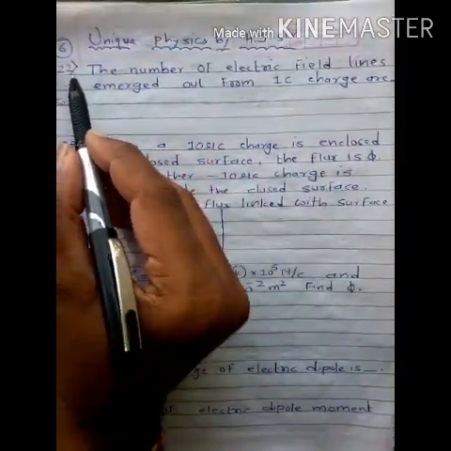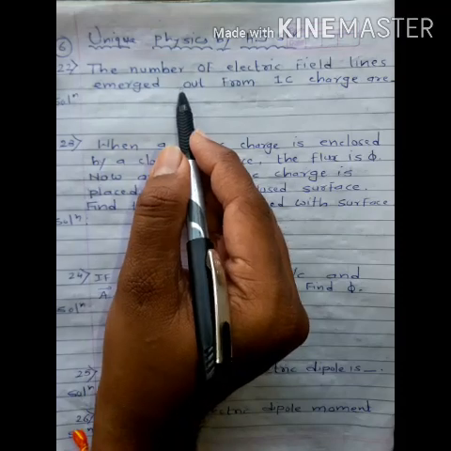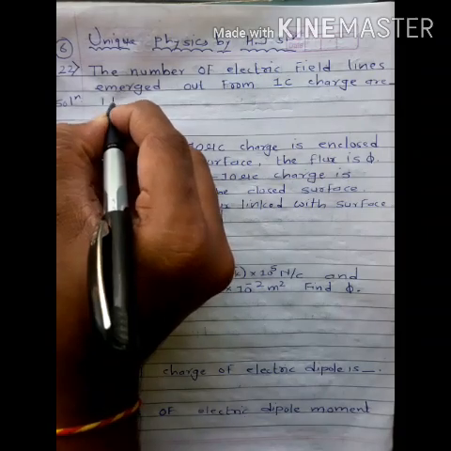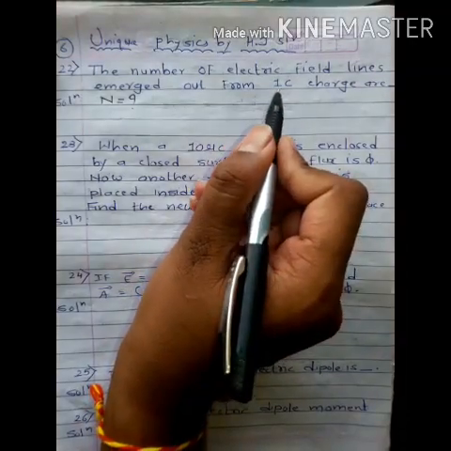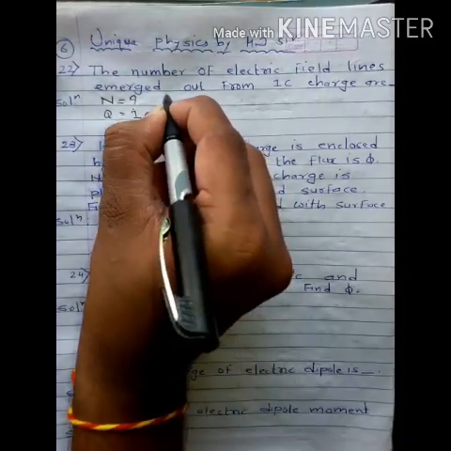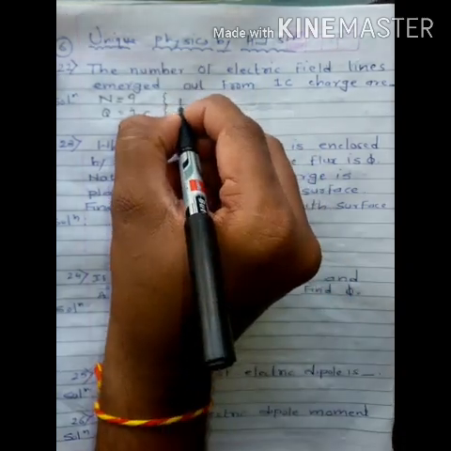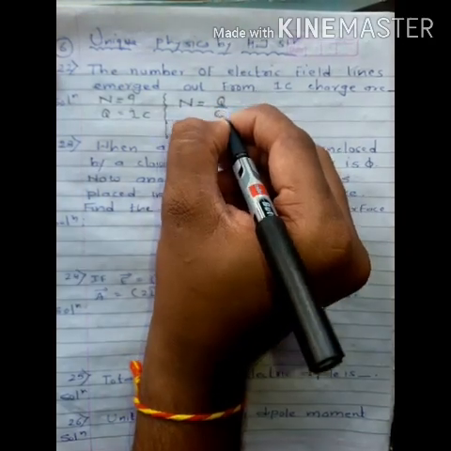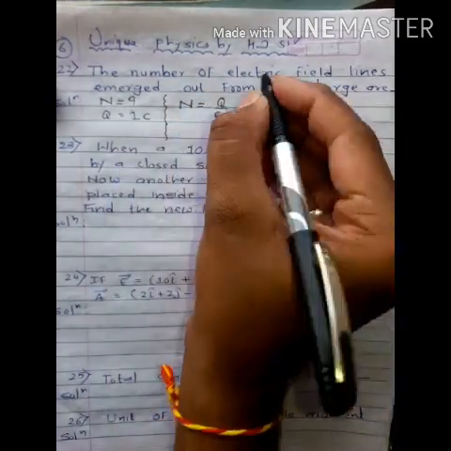Next MCQ. MCQ number 22. The number of electric field lines that emerge out from 1 coulomb charge are blank. So here we want the number of electric field lines. It is denoted by capital N and the value of charge is given. So capital Q is equal to 1 coulomb. Now remember the equation for the number of electric field lines. Number of electric field lines, capital N, is equal to Q upon epsilon 0. Use this equation to find the number of electric field lines.